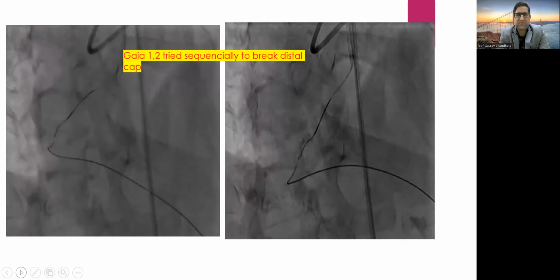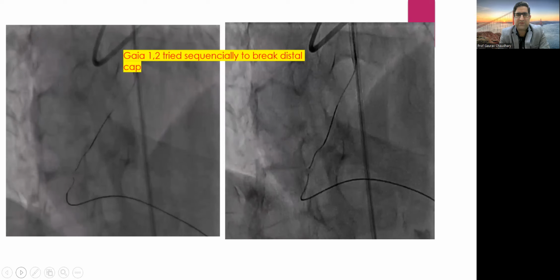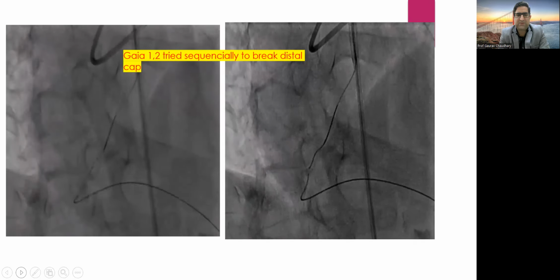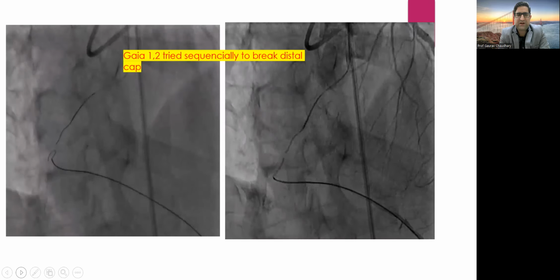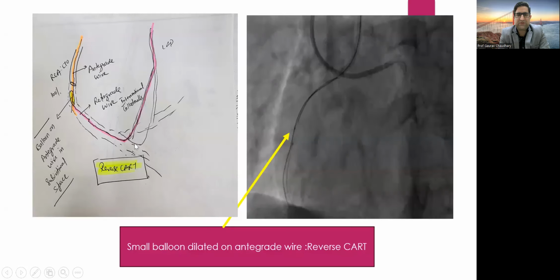The proximal, we tried both ways. Even the antegrade wire was tried keeping the retrograde wire as a marker, but it was not coming into the lumen. Then various other wires were tried. So this is how things were.